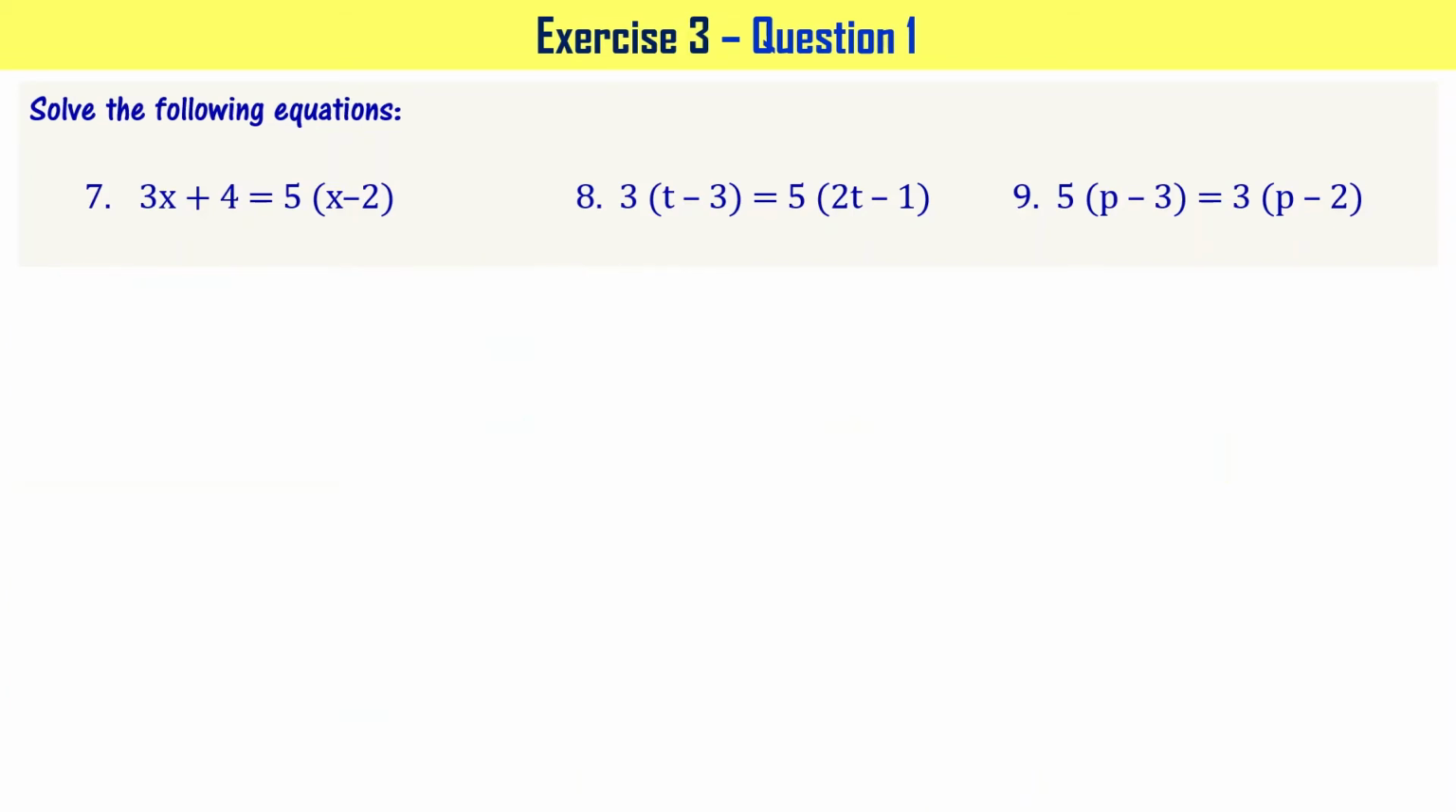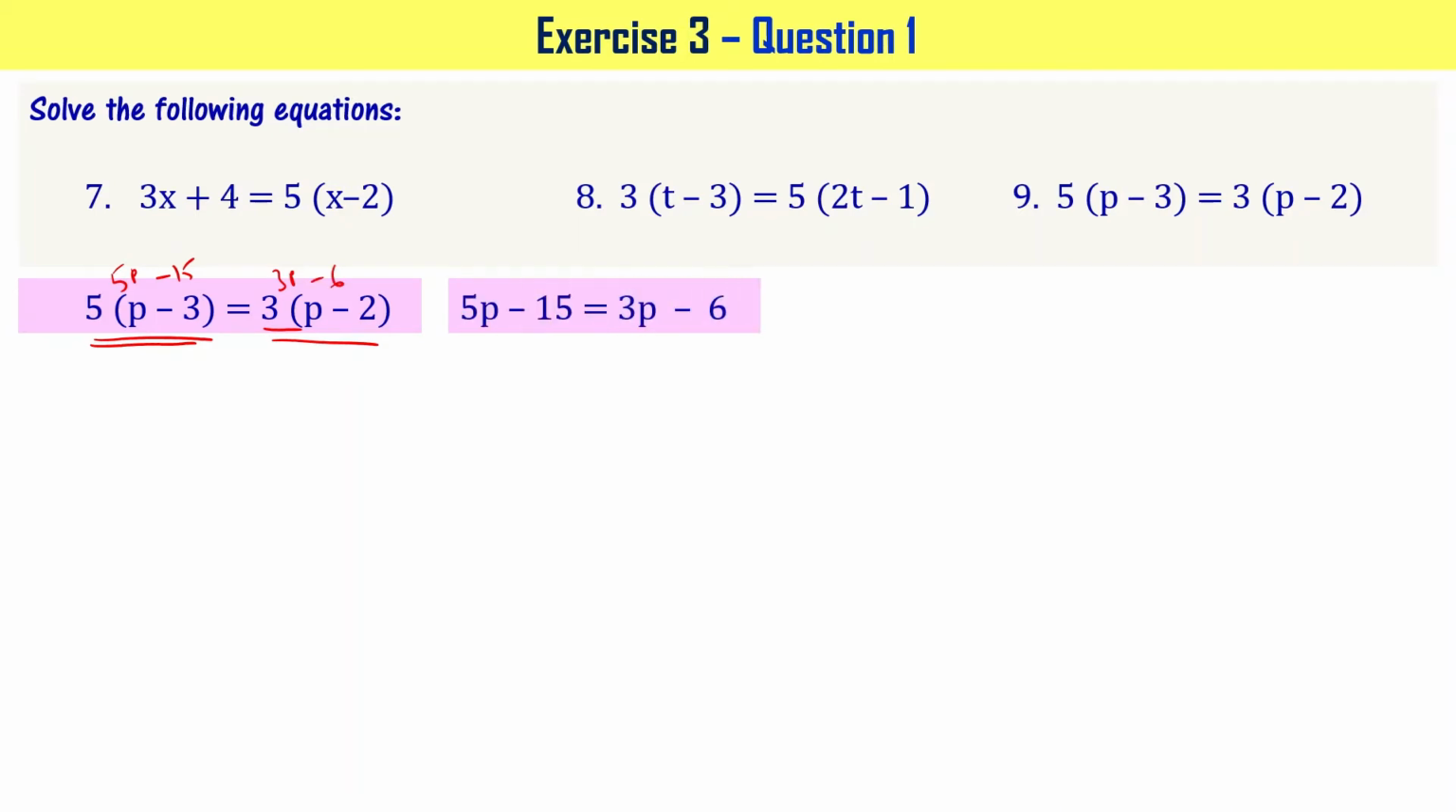Let's look at the next problem, that is 5 times (p minus 3) equal to 3 times (p minus 2). Let us expand LHS first. 5 times p is 5p and 5 times minus 3 is minus 15, right? Similarly here this is 3p and this is minus 6. So let's write that. 5p minus 15 equal to 3p minus 6, right?